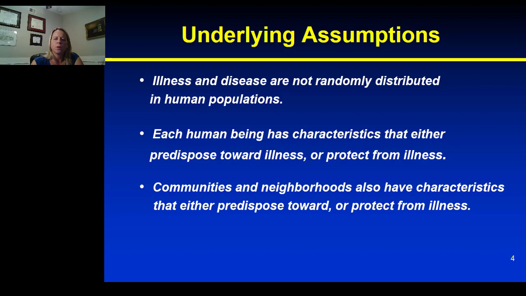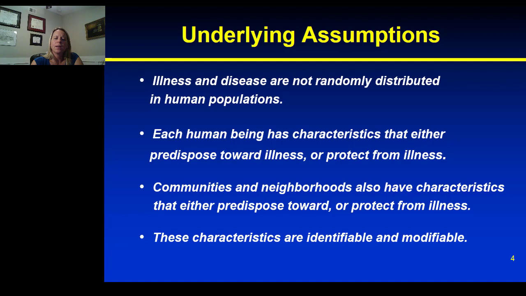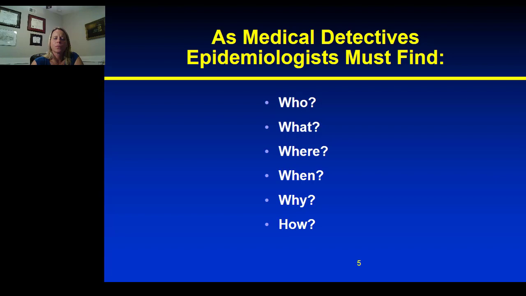Similarly, we assume that communities and neighborhoods also have characteristics that predispose them toward or against an illness. And finally, that these characteristics that we're studying are identifiable and modifiable. Without both, it's difficult to determine causal associations and then to act on them. Now, in epidemiology, we're often referred to as medical detectives, and as such, we're focused on the who, the what, the where, the when, the why, and the how with regards to a particular disease or problem. In the following lecture on outbreak investigation, we will discuss these in greater detail.